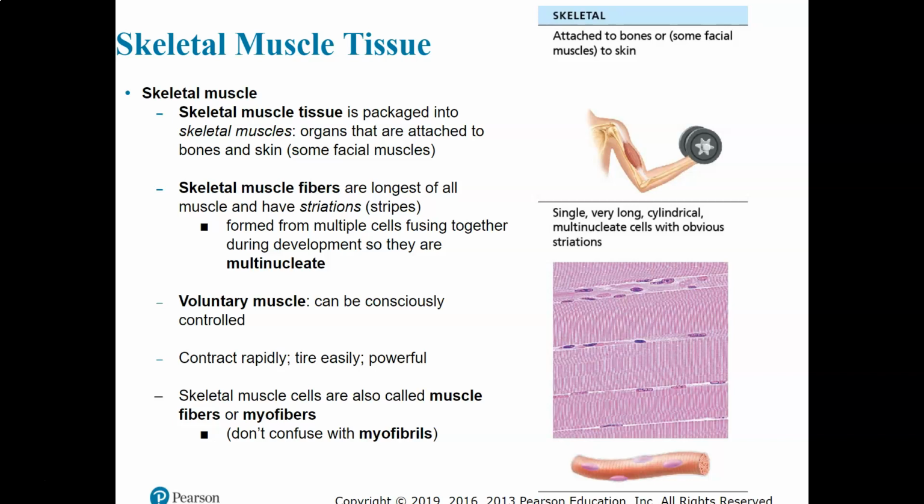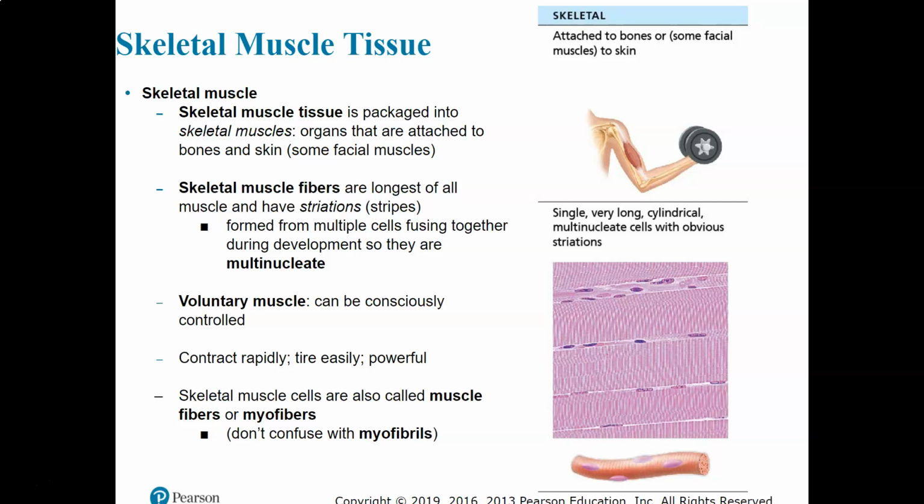Skeletal muscle fibers, remember when we say muscle fiber, that is referring to a single muscle cell. So muscle fiber and muscle cell means the same exact thing. Skeletal muscle fibers are the longest of the muscles, and they have striations, these light and dark stripes that we see going perpendicular to the length of the muscle cell. Skeletal muscle fibers are actually fused from multiple cells coming together, and so they are multinucleate. They have multiple nuclei.